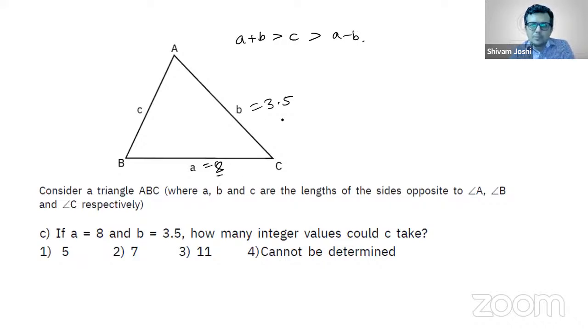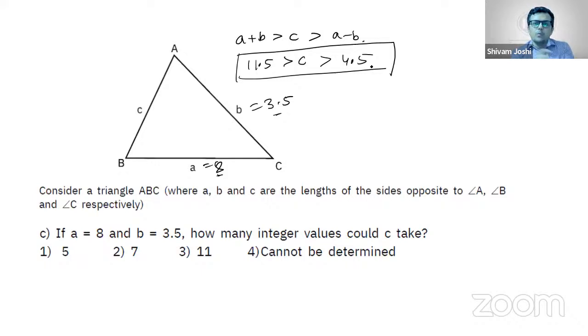Now what is my a plus b here? 11.5 is greater than c, which is greater than 8 minus 3.5, which is 4.5. So my c is ranging between 4.5 and 11.5. How many integer values can c take? More than 4.5, if you begin with, then it will be 5, 6, 7, 8, 9, 10, and 11, right? So these are the 7 values that c can take.